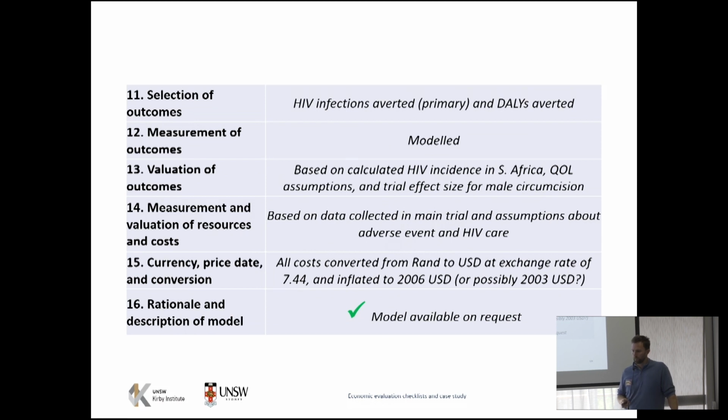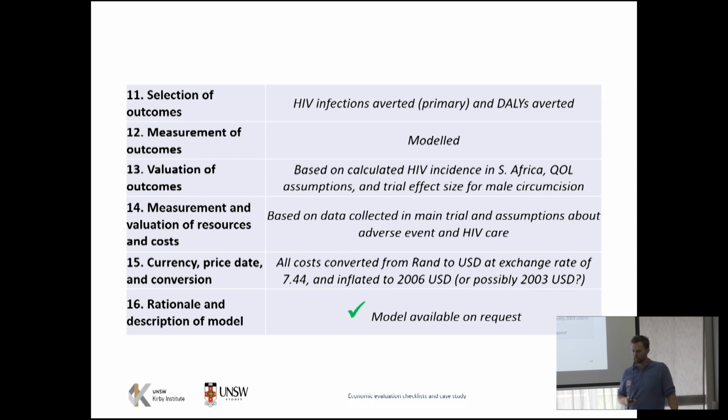Selection of outcomes. So they used HIV infections averted as their primary outcome, and they also looked at DALYs, and I explained the importance of using DALYs to compare across other studies in different therapeutic areas. Measurement of the outcome was modelled. The valuation of the outcomes was based on the calculated HIV incidence in South Africa, quality of life assumptions, and the trial effect for the effect of male circumcision.